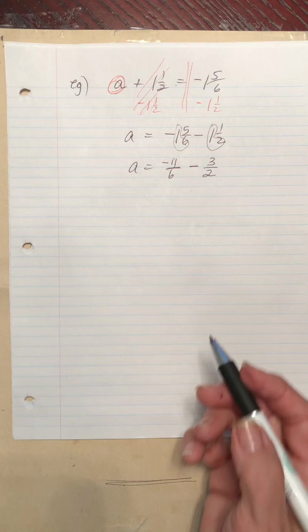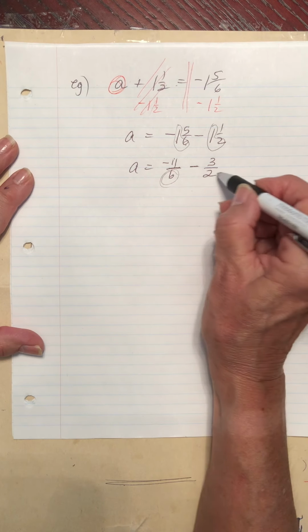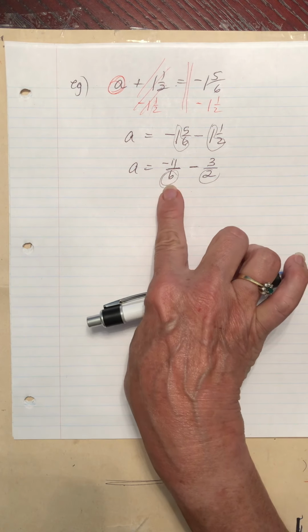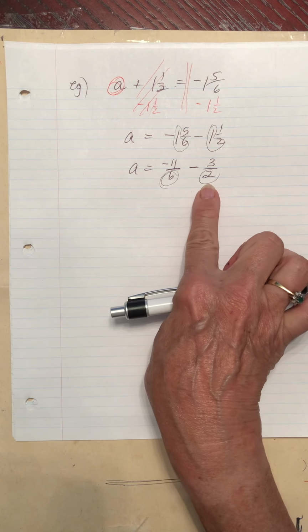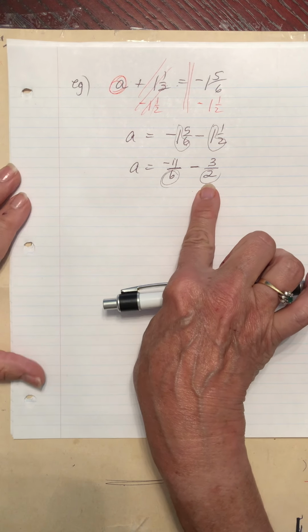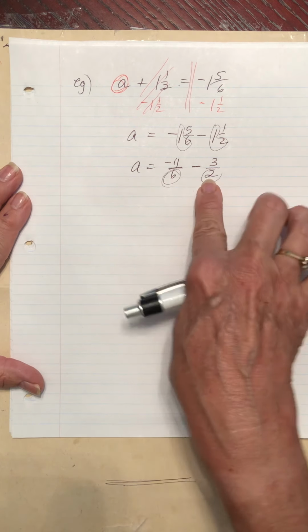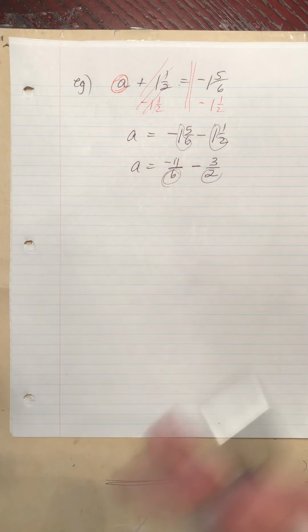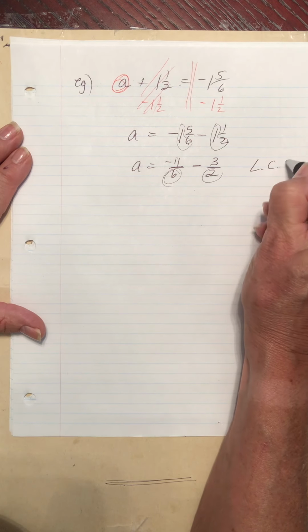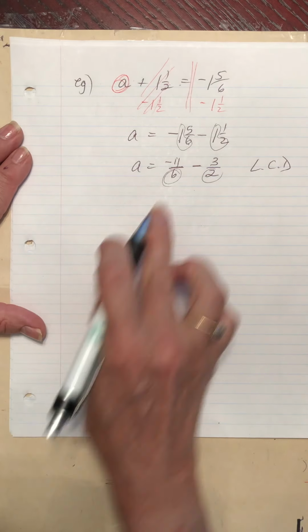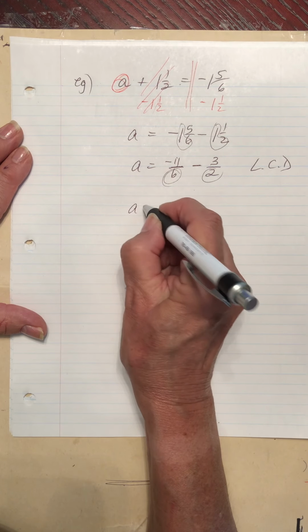So now it's looking better, but I can't add these together. These are a size called a 1/6. These are a size called a 1/2. You don't go by a size 6 shoe and a size 2 shoe. You need them to be the same. So we have to find their lowest common denominator. For a 6 and a 2, that would be 6.